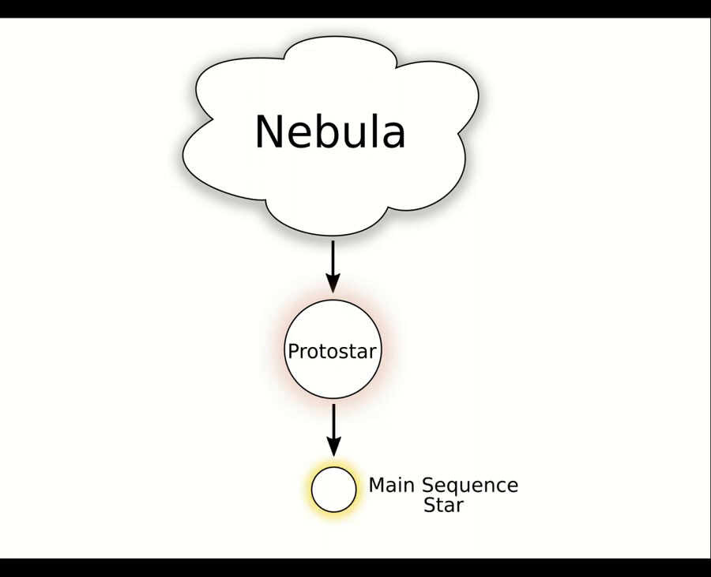We've got the nebula cloud that forms a protostar as it collapses. This isn't to scale, by the way. Nebulas are much bigger than the stars they form. And then the protostar, if it's big enough, starts fusion. If it's not big enough, it doesn't become a fully fledged star.